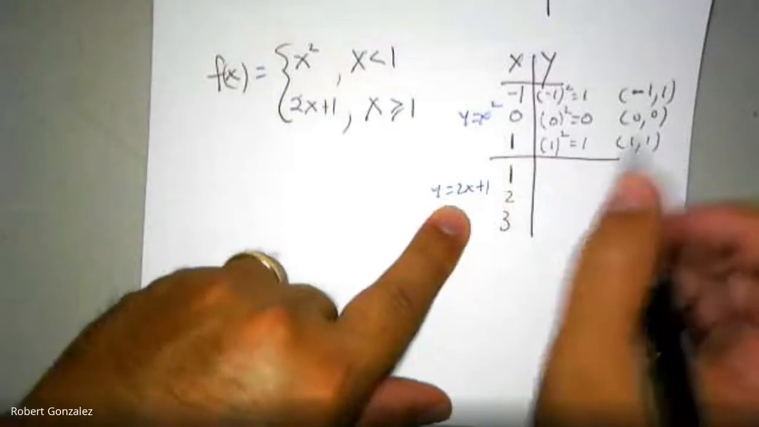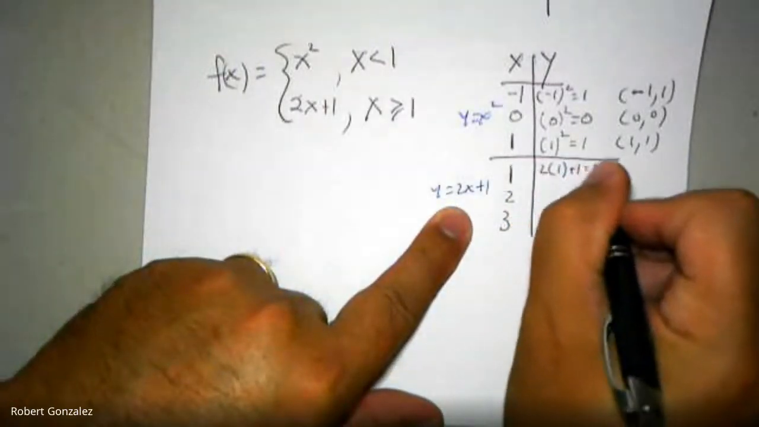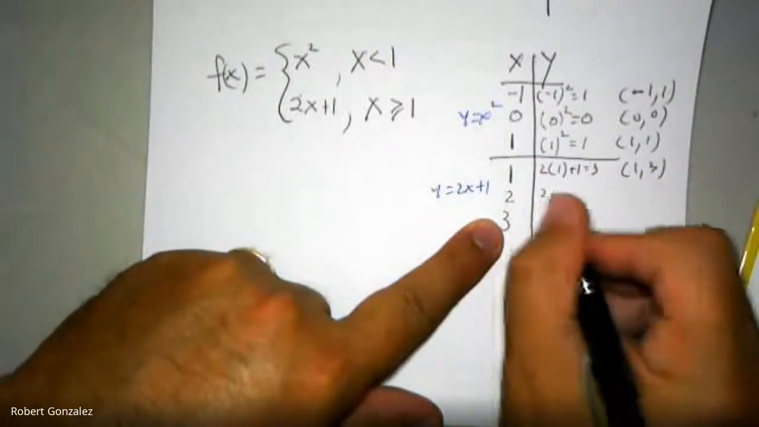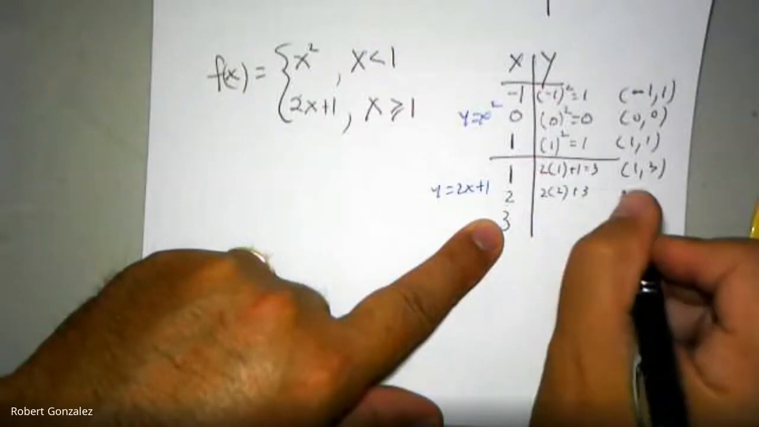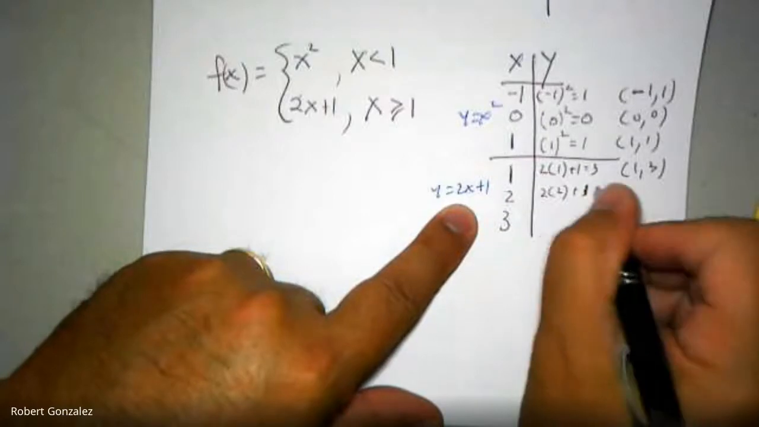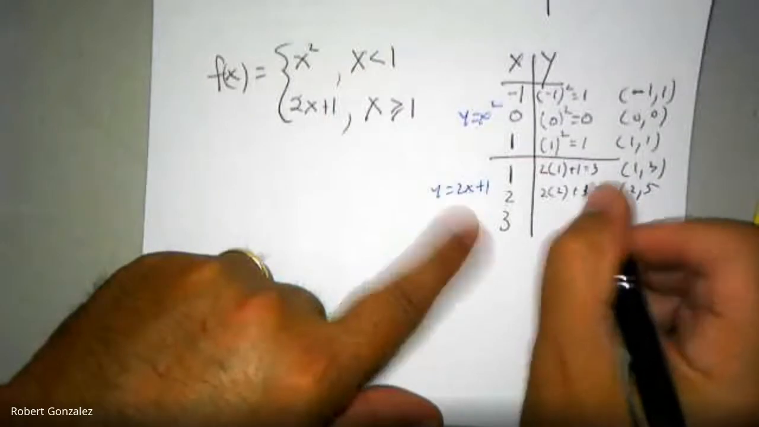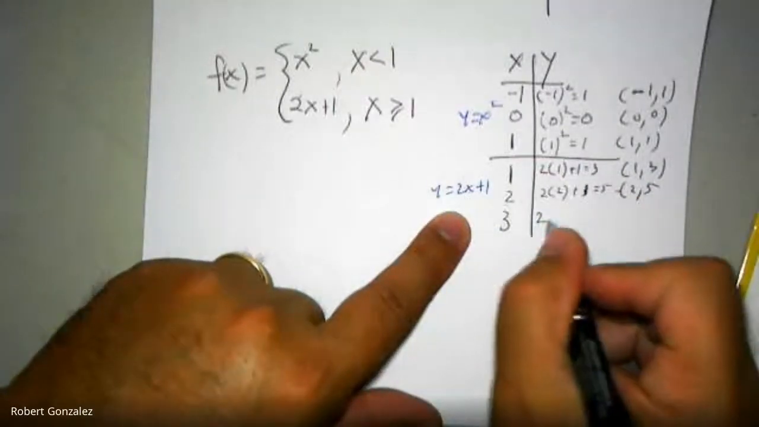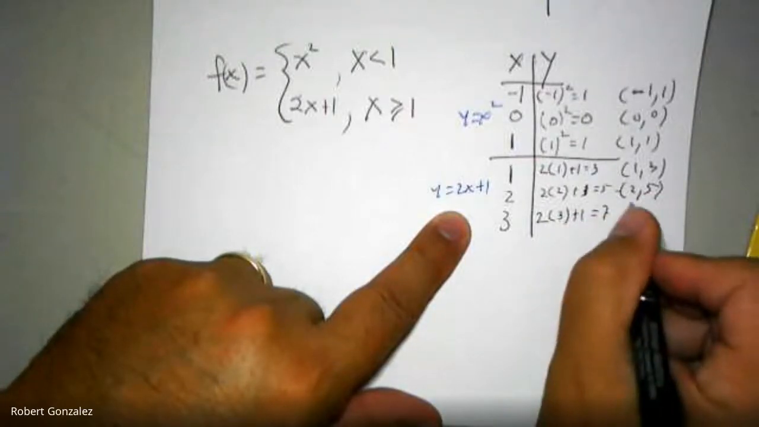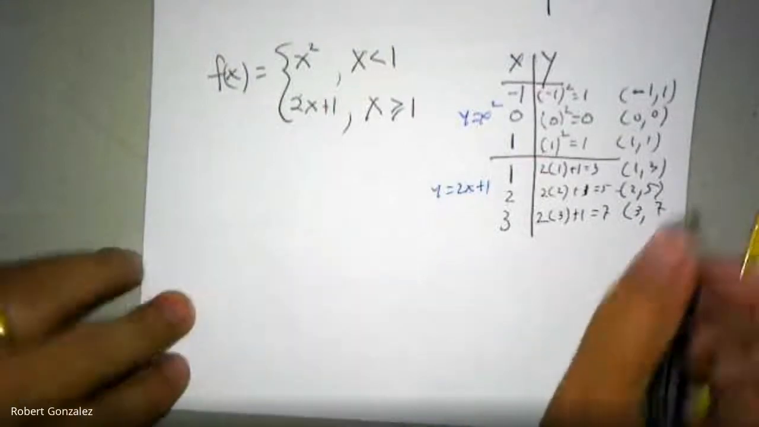Let's go down here with the other function. 2 times 1 plus 1 is 3. I've got the point 1, 3. 2 times 2 plus 1 is 5. I've got the point 2, 5. Look at our original equation. 2 times 3 plus 1 is 7. It's counting by 2's, huh? 3, comma, 7. Now let's graph it.